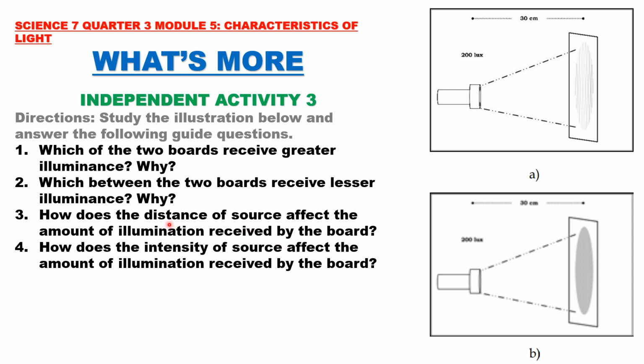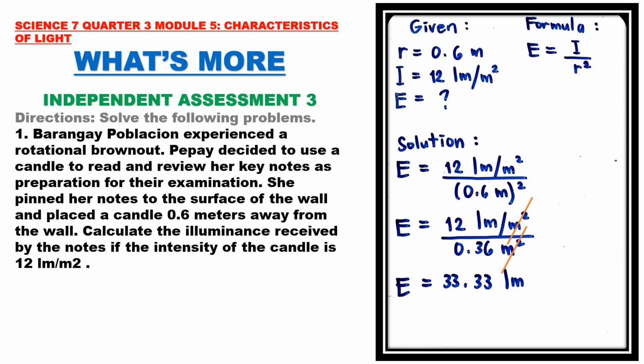So, sa number 3, ano daw ang epekto ng distance ng light source, okay, sa amount of illumination received by the board? So, kapag mas malayo ang light source sa reference object natin, what happens to illumination? Tapos sa number 4, yung intensity or yung lakas ng isang light source. Paano daw niya naaapektuhan yung amount of illumination received by the board? Okay? So, independent assessment 3, solve the following problems.